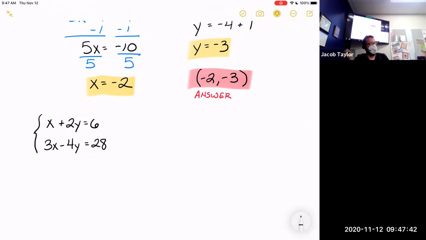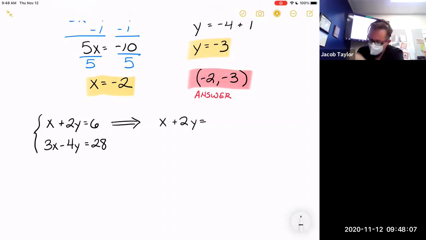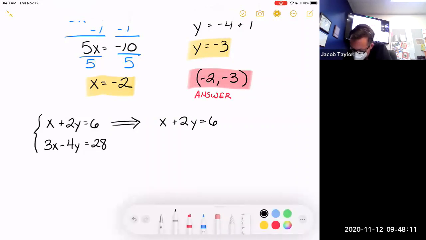I'm thinking the first one's the easiest because the x has a coefficient of 1. It's already just plain old 1x, which means if I solve the first one for x, I won't have to divide. I can just subtract 2y on both sides, and I'm finished. So let's examine just this equation. x plus 2y equals 6. And I'm just going to go ahead and subtract 2y from both sides.